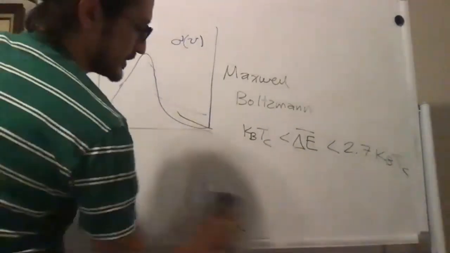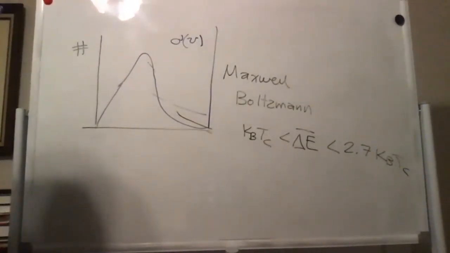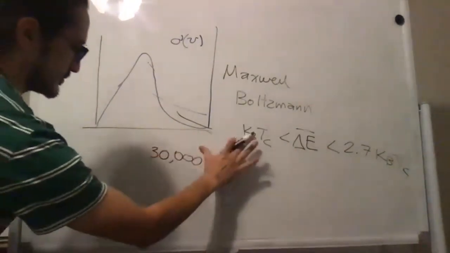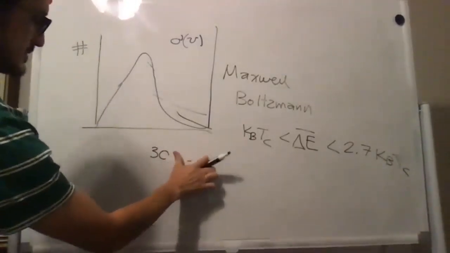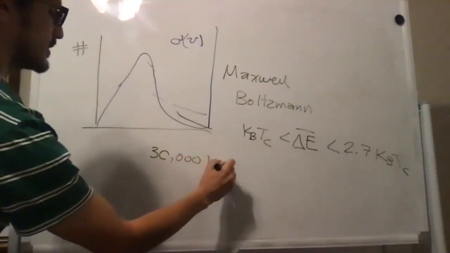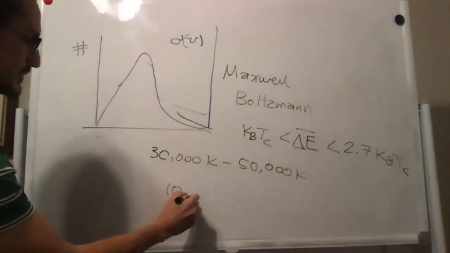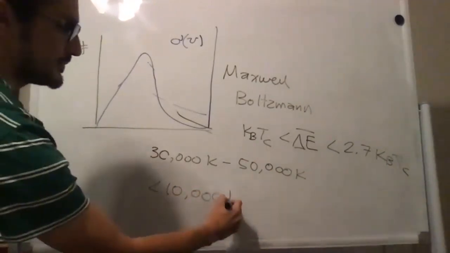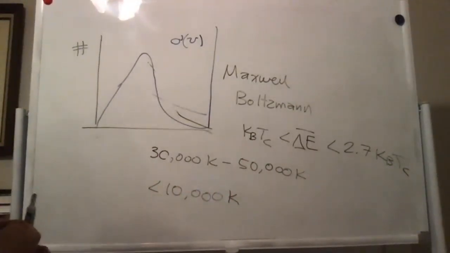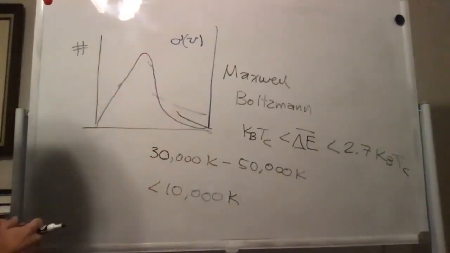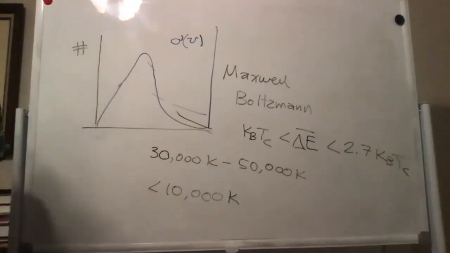So what we observe is that even though the temperature of the star that is creating this ionization area is between 30,000 Kelvin and 50,000 Kelvin, the cloud is typically less than 10,000 Kelvin. So there are other mechanisms in play. Recombination is certainly a possibility, but there has to be other stuff that is cooling down the interstellar medium.